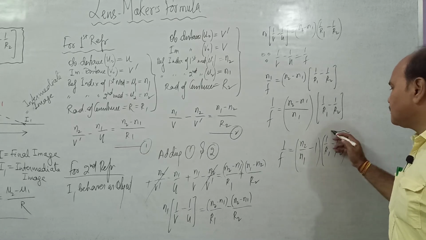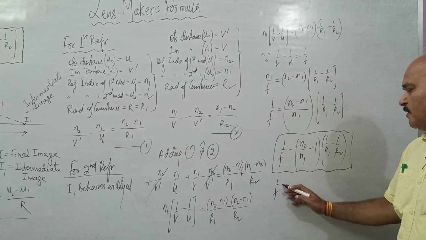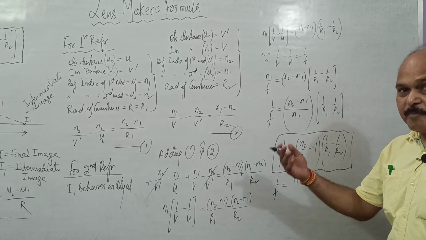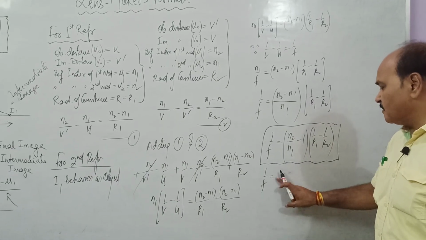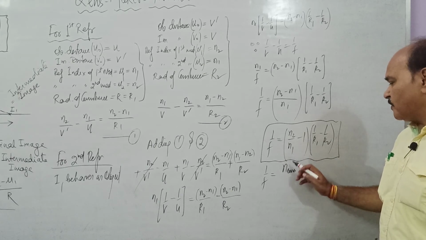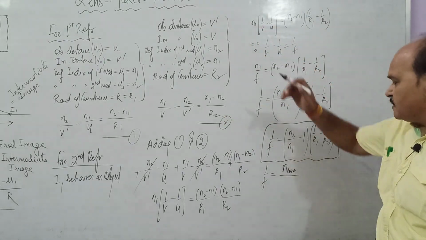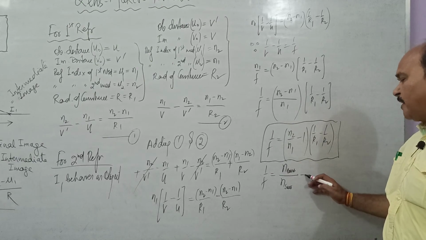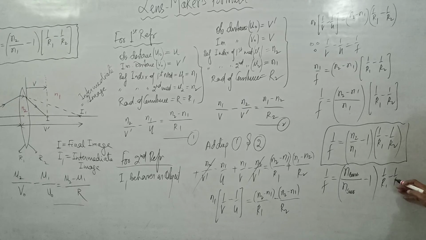This is Lensmaker's formula. This Lensmaker's formula can also be written as 1 upon f is equal to, what is this n2? n2 is the refractive index of the material of the lens, so n lens. And n1 is the surrounding of the lens, so n1 is the refractive index of the ambient or surrounding of the lens, minus 1. And then it is 1 upon R1 minus 1 upon R2.